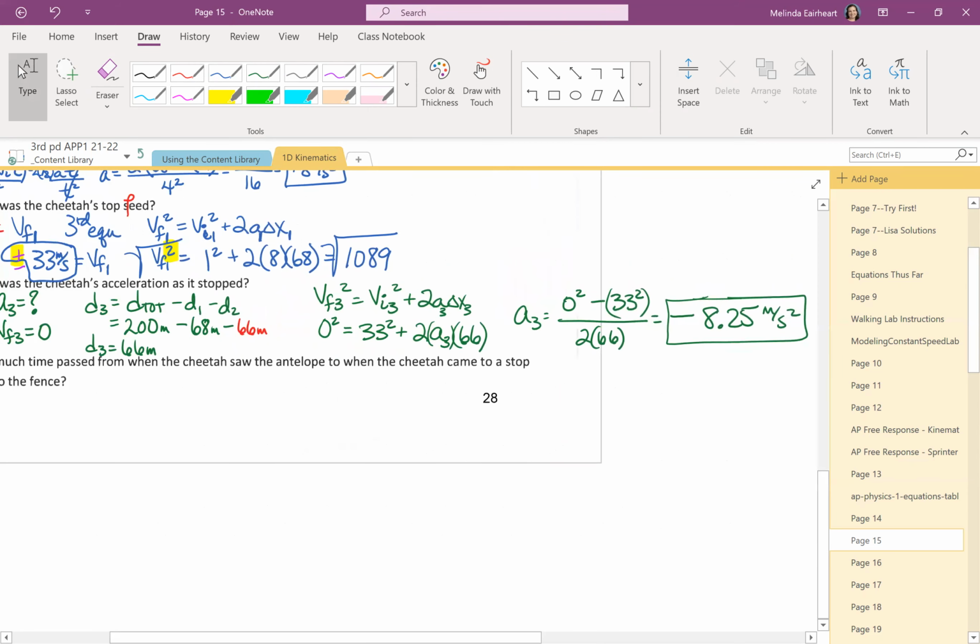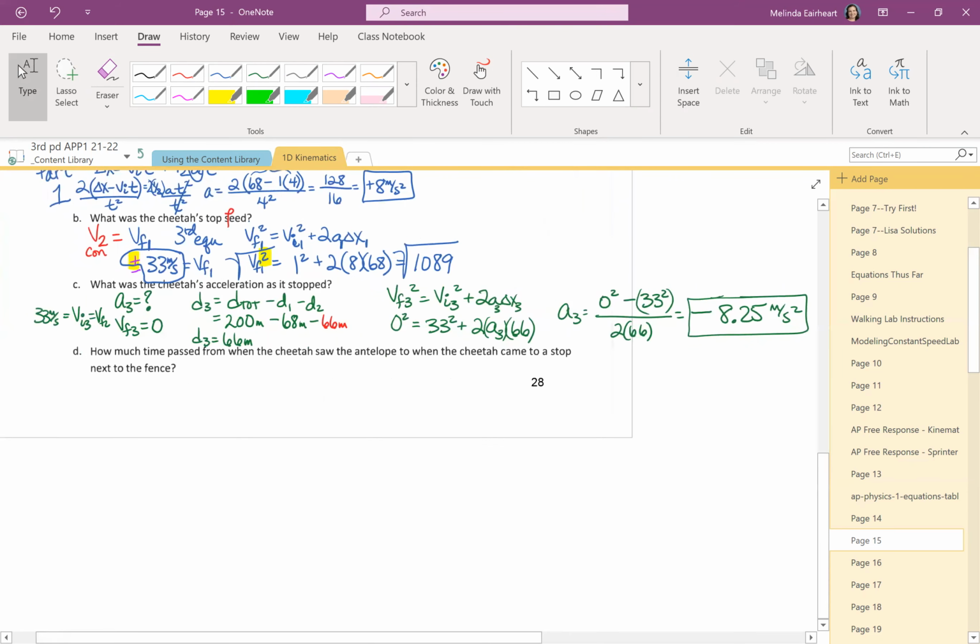Okay, now that we know quite a bit, part D, I'm going to take a break with the microphone. Y'all are going to solve this one. It should be more than one calculation. How much time passed from when the cheetah saw the antelope, time begins, to when the cheetah came to a stop next to the fence, end time? So y'all find the time for the whole thing, total time. I'll give you a couple minutes.